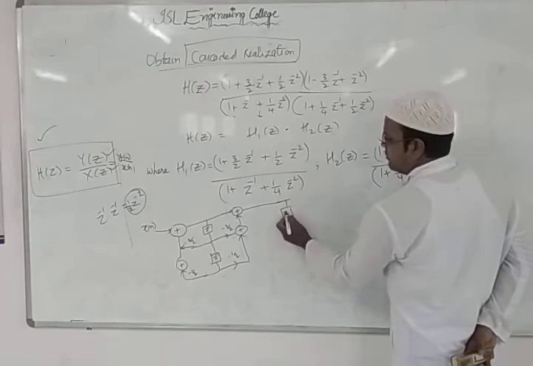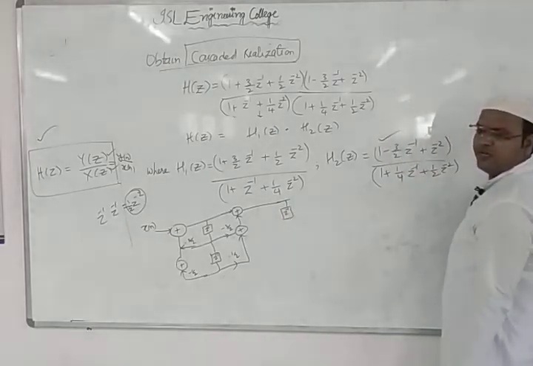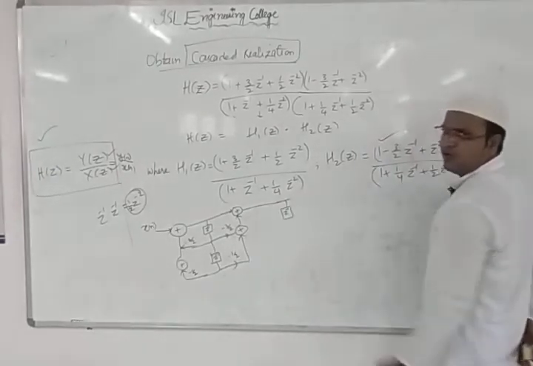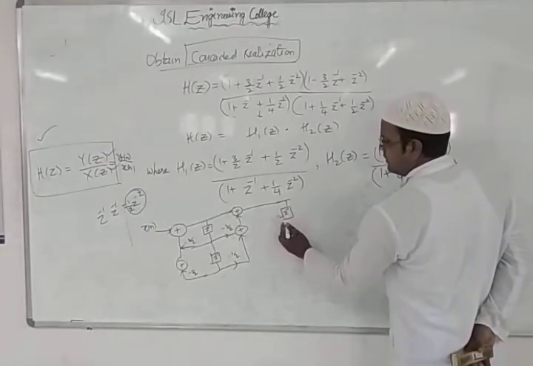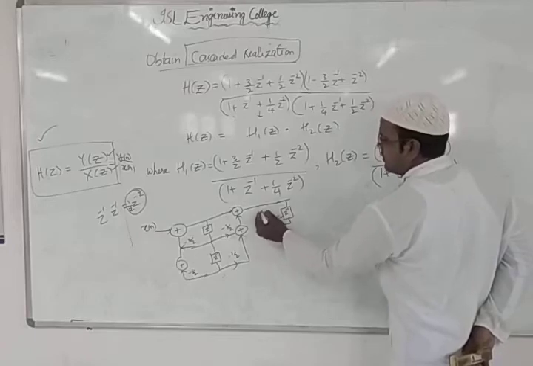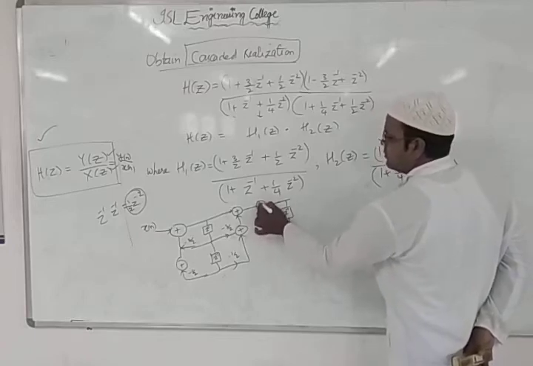What is the value here? Z power minus 1, right? For this I can give one summer over here. So I'm passing this particular function by using one summer. And again here we should give one more summer.